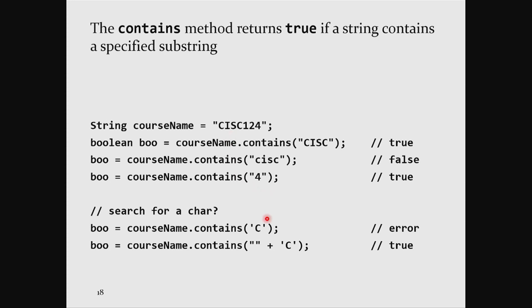Now, unfortunately, there's not a version of this that tells you if the string contains a specific character. So if you wrote course name contains the character c, you get an error. The compiler will say you can't do that, because there's no method that takes in a char. So if you want to do that, you have to take that char and somehow get its string representation. The easiest way is to concatenate it with the empty string. And so that asks, is the string C inside CISC124? And the answer is yes.